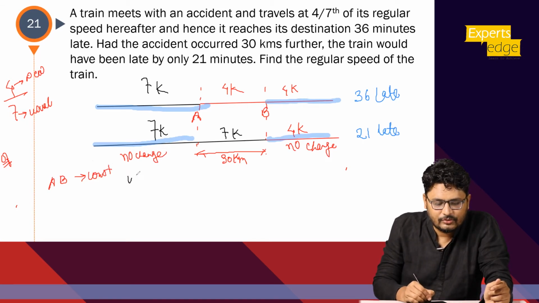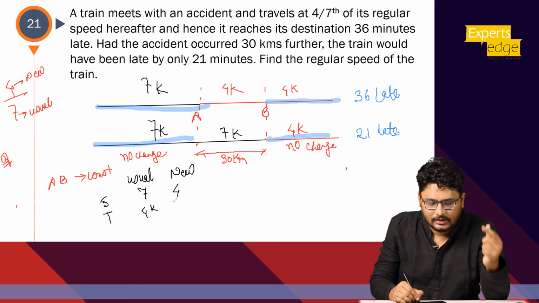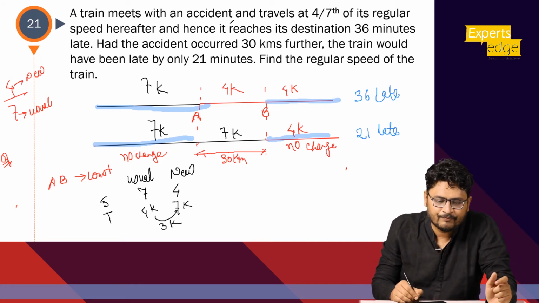If I take the usual speed, that is without accident, and the new speed, what is the speed? Usual is 7, new is 4. So what will the time be? 4k and 7k, right? And what is the difference? This is nothing but 3k, right?